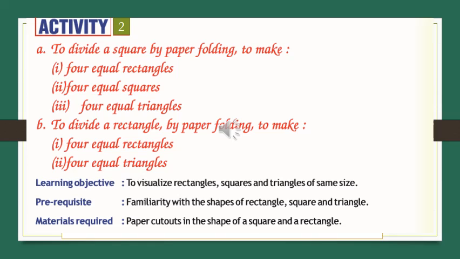Here a total of 5 are given. Out of these, you only have to do any 3. So let's see. To divide a square by paper folding to make 4 equal rectangles, 4 equal squares and 4 equal triangles. To divide a rectangle by paper folding to make 4 equal rectangles, 4 equal triangles. For this you need paper cutouts in the shapes of squares and rectangles. The learning outcome is to visualize rectangles, squares and triangles of the same size. So let's have fun doing this activity.